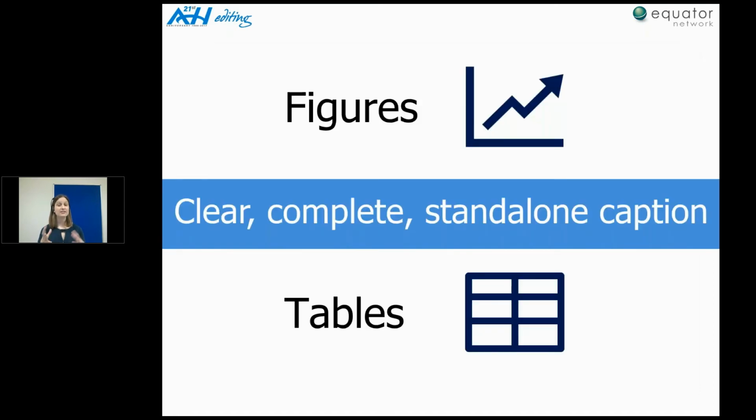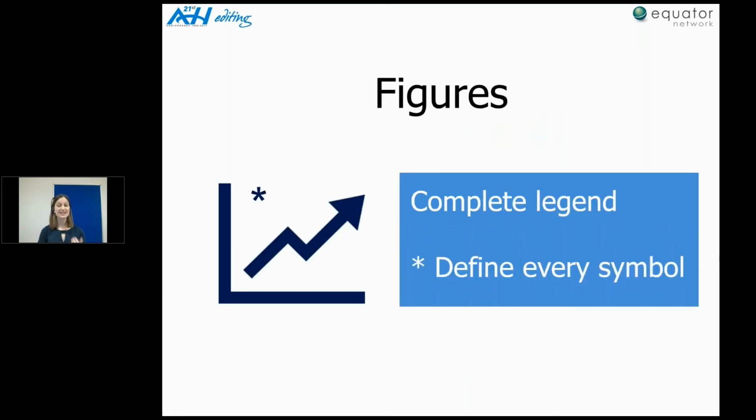Remember that your figures and your tables should have clear and standalone captions. So if somebody picks up the table and its caption, it should be completely understandable. They don't need to refer back to the text. Similarly, legends, you need to explain every single symbol so that, again, it's a standalone document.